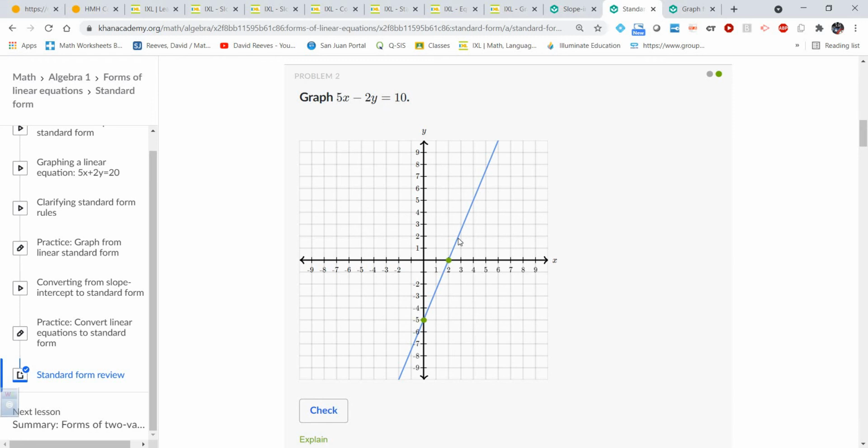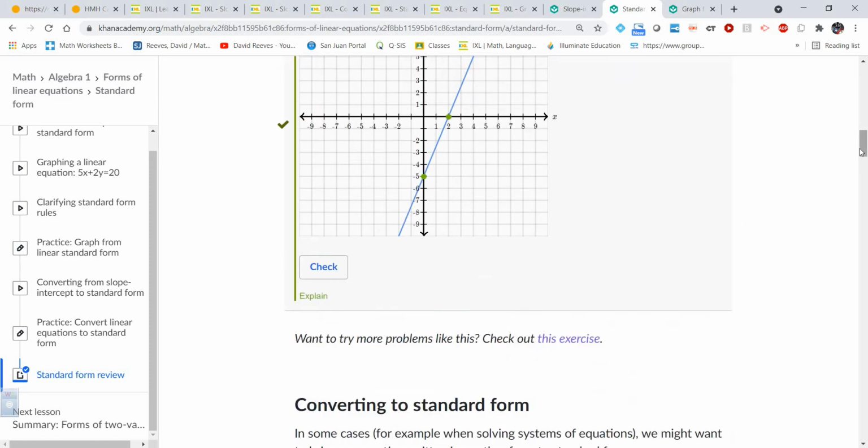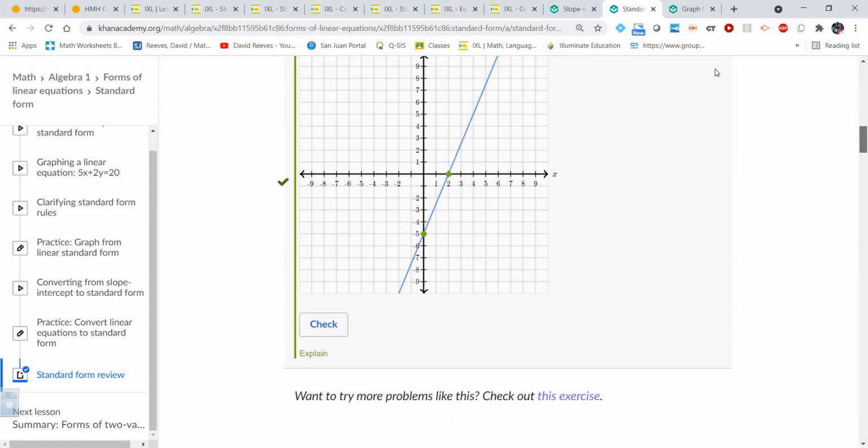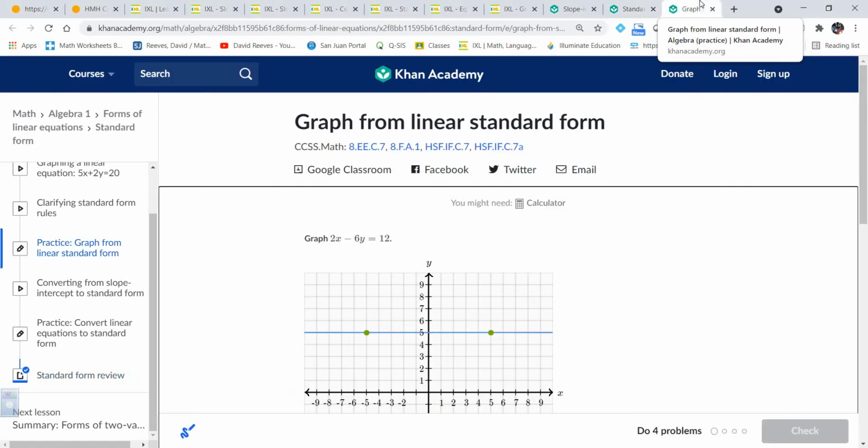Now, just keep in mind what we're doing is we're finding two solutions to this equation. There are infinitely many solutions, and that's what this graph shows us: the infinitely many solutions to that equation. All right? Okay, what about this one?